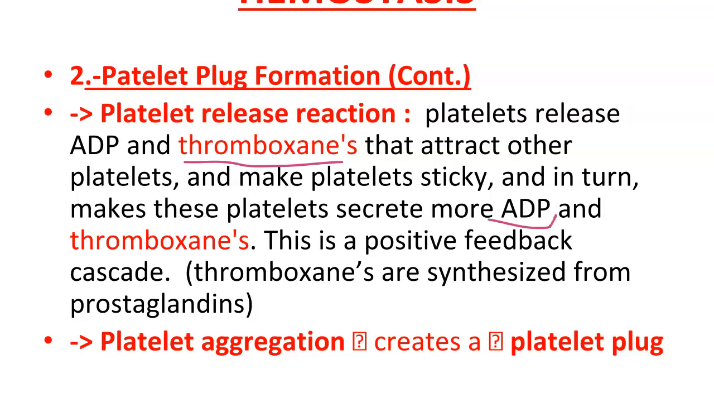ADP and thromboxanes are secreted in greater and greater amounts. The presence of the chemicals stimulates the secretion of more chemicals. That's why we call this a positive feedback loop. This causes more circulating platelets to be stuck to the already present ones, and slowly the collection of platelets stuck to each other on the area of injury grows, creating platelet aggregation and eventually a platelet plug.